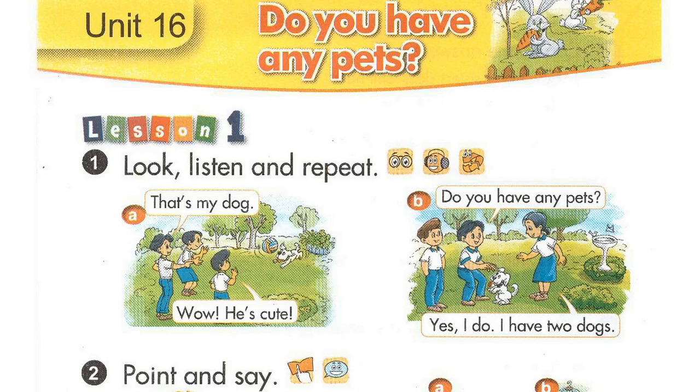Page 40, Unit 16. Do you have any pets? Lesson 1, Activity 1. Look, listen, and repeat. A. That's my dog. Wow, he's cute. B. Do you have any pets? Yes, I do. I have two dogs.